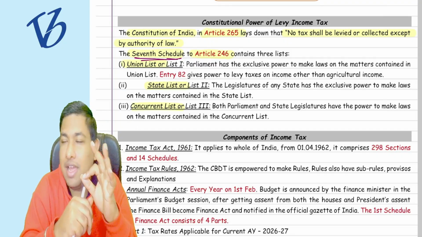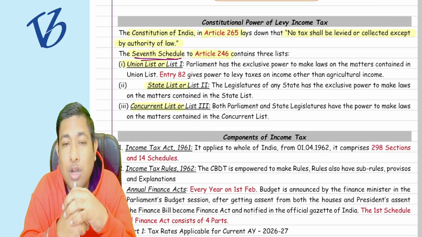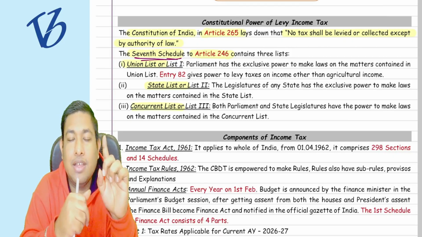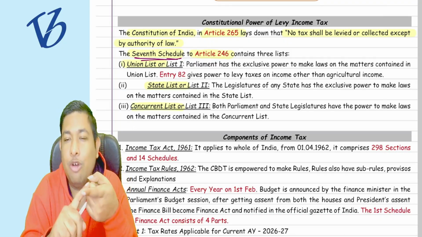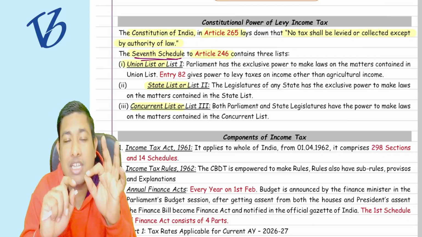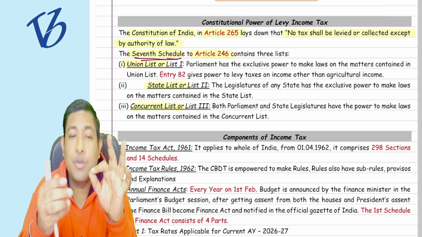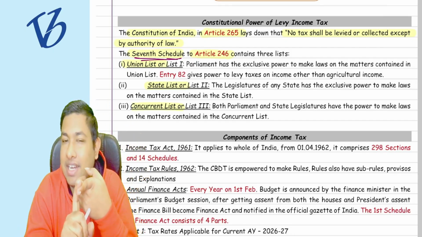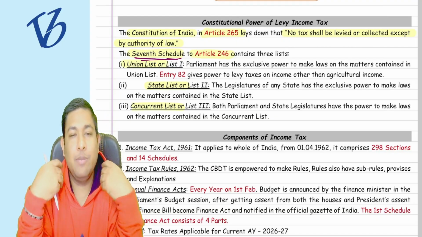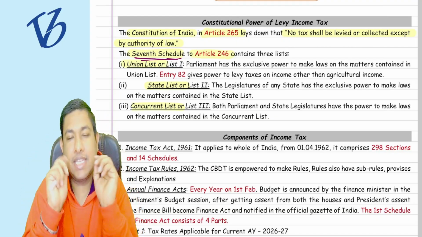And the major example of the concurrent list is your GST, where both CGST and SGST are collected. Both governments are collecting the tax from you. That is why it could happen, because it is written in the concurrent list, where both governments can collect the taxes.